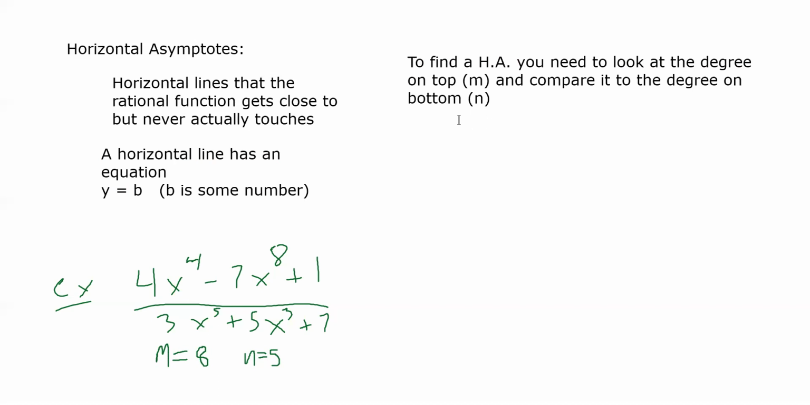And now you're going to have 3 possibilities. The first possibility is going to be that M is greater than N. The degree on top is strictly greater than the degree on bottom, which is exactly what's happening in this particular case here. In this case, the degree on top, 8, is strictly greater than the degree on bottom, 5. When you have that, you're going to have no horizontal asymptote.